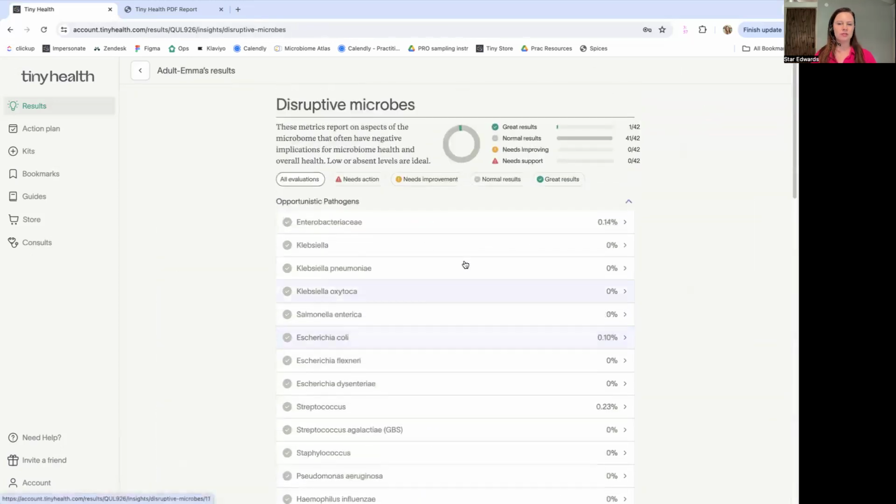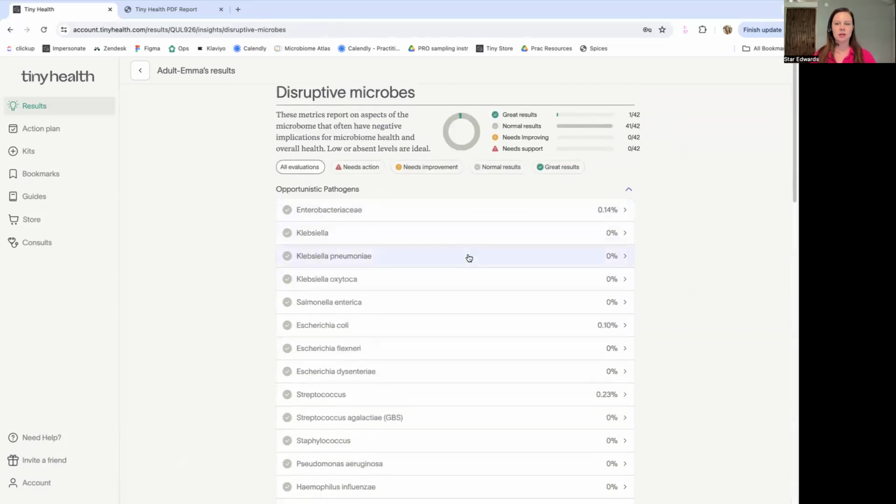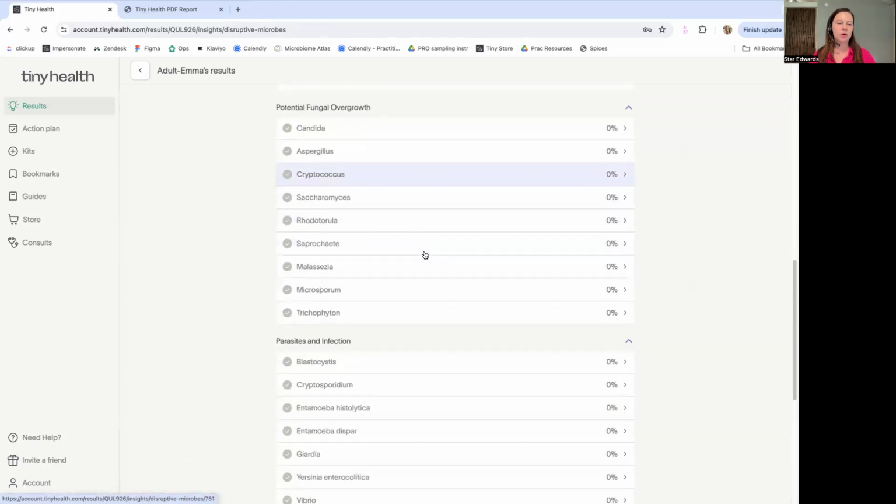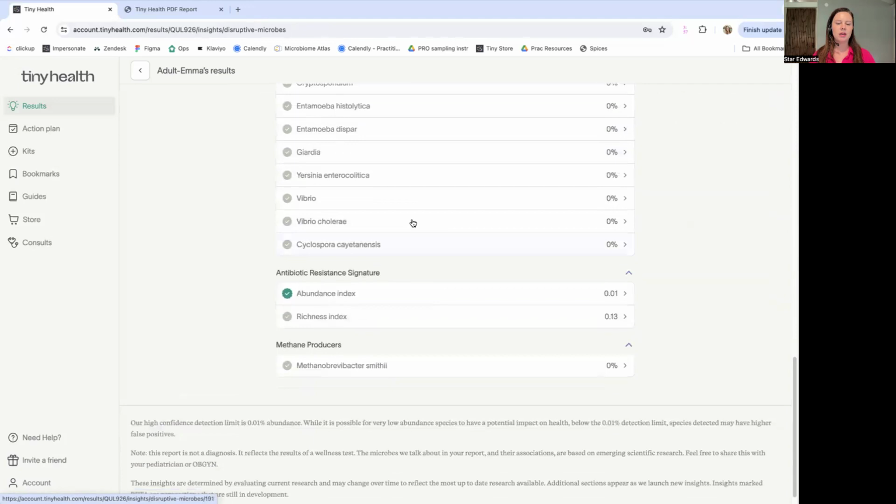Next is our disruptives. Those are those unfriendly bacteria, those opportunistic pathogens. And we list candida or fungal overgrowth as well as parasites. And then we have an antibiotic resistance signature. After we take antibiotics or we're exposed to a lot of antibiotics in foods, then typically our antibiotic resistance goes up. Over time, if we're not exposed to those antibiotics anymore, this score should improve. So by following this, we can make sure that the microbiome has recovered from that antibiotic exposure.